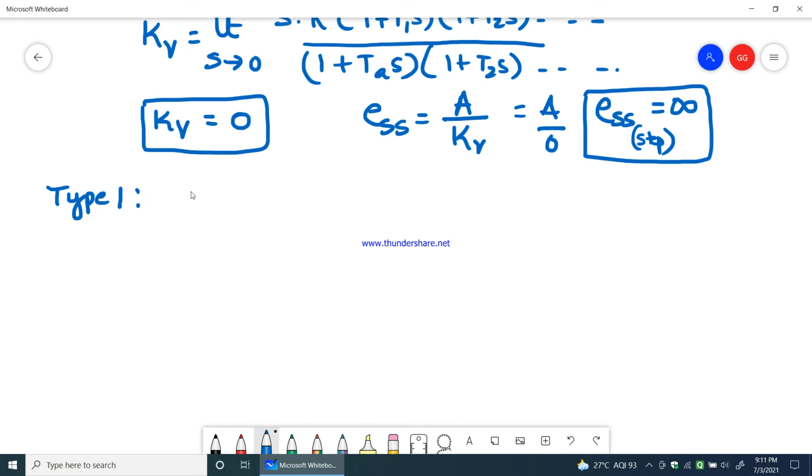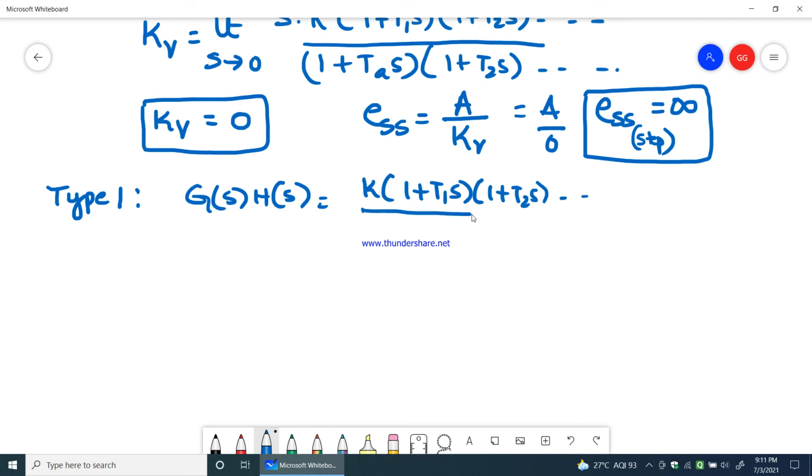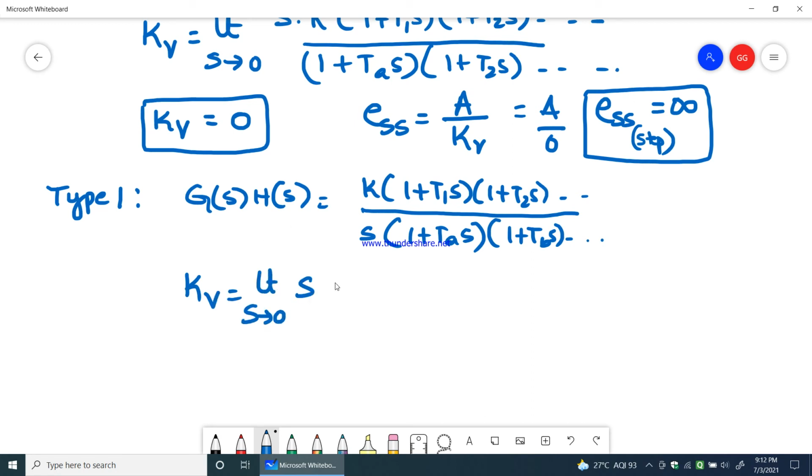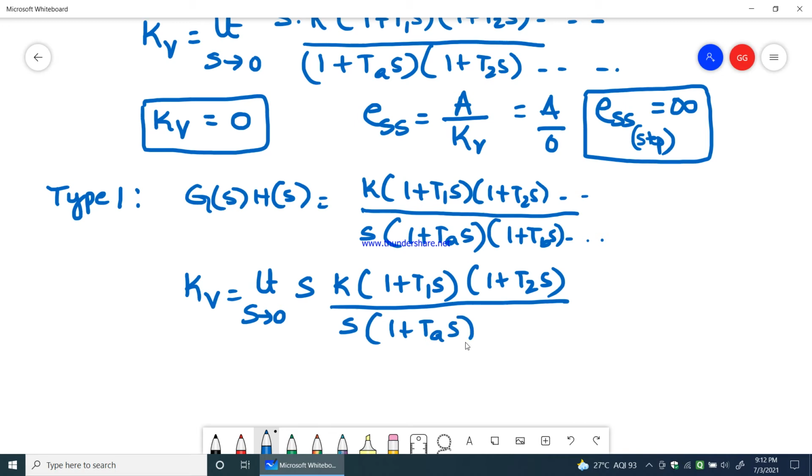Type 1 system, where G(s)H(s) equals K into (1 plus T1s) into (1 plus T2s) and so on, divided by s into (1 plus Tas) into (1 plus Tbs) and so on. Therefore, Kv equals limit s tends to 0 of s into G(s)H(s), which is K into (1 plus T1s) into (1 plus T2s), whole thing divided by s into (1 plus Tas) into (1 plus Tbs) and so on.